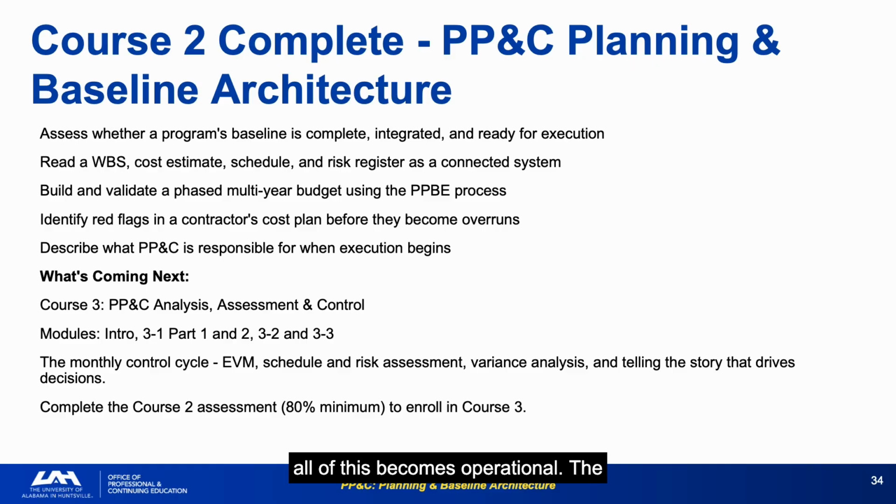Course 3 is where all of this becomes operational. The monthly control cycle, EVM analysis, schedule and risk assessment, variance analysis, and telling the story are where everything built in courses 1 and 2 gets applied against live program data. That's where the planning disciplines you've mastered either hold up or fall apart.